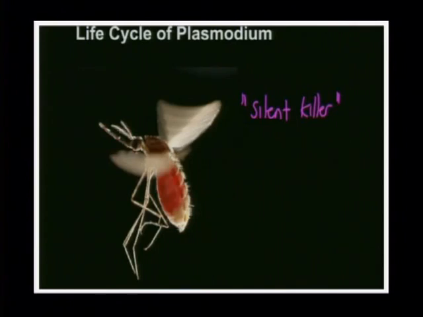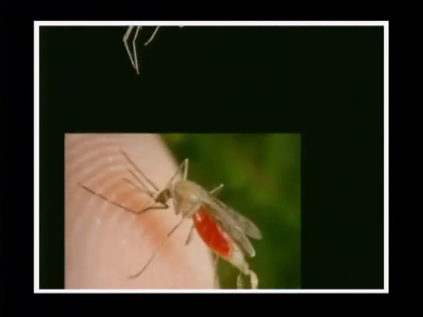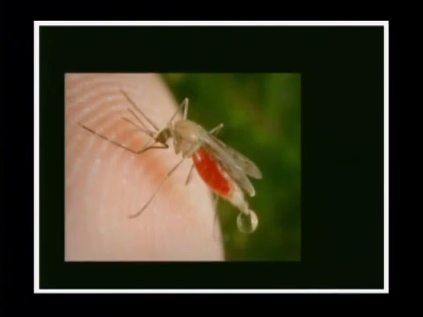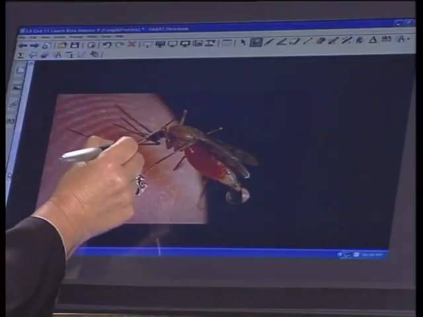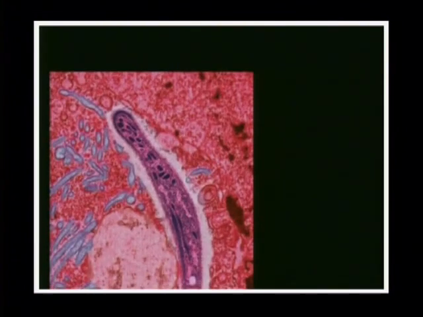Our next picture shows a female Anopheles mosquito on the skin using her mouth parts to pierce the skin. There you can see there, the mouth parts are getting ready to pierce. Here is the form that she has injected into your bloodstream. This is the sporozoite that is traveling through the bloodstream, and remember, it's going to go to the liver, where it's going to use the liver cells to reproduce.